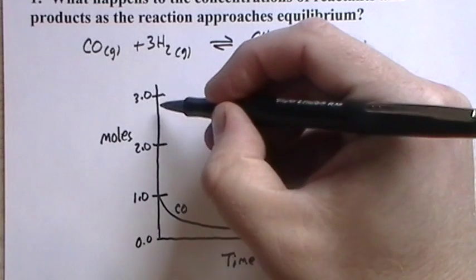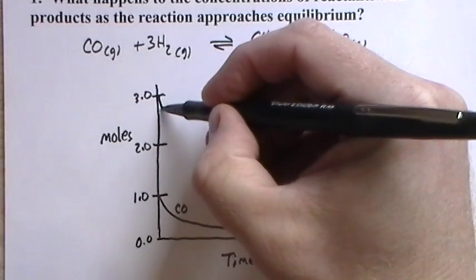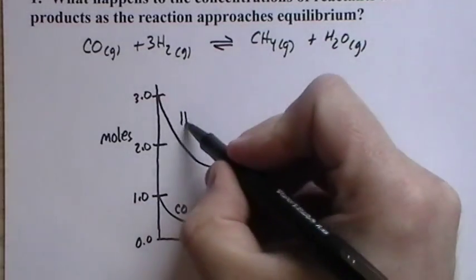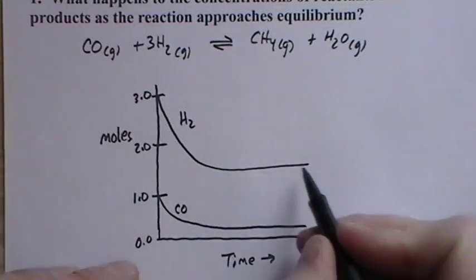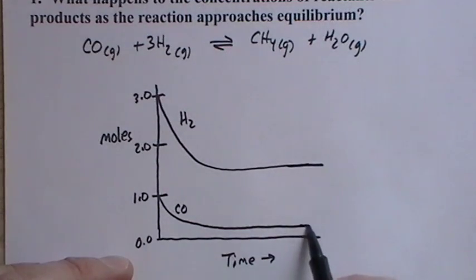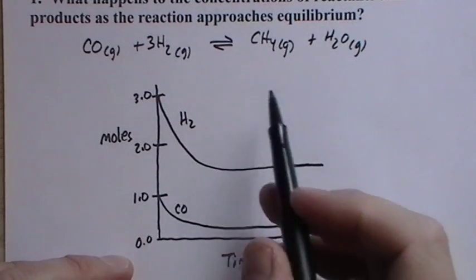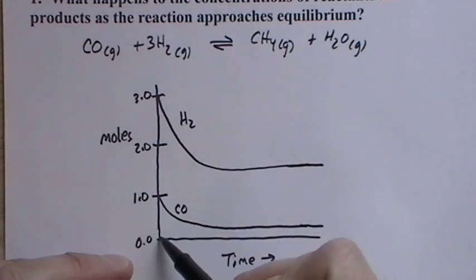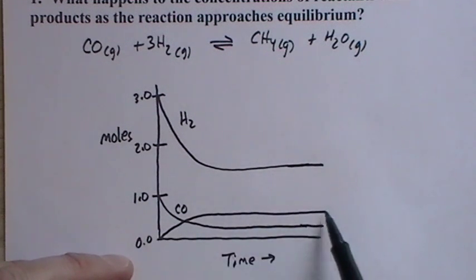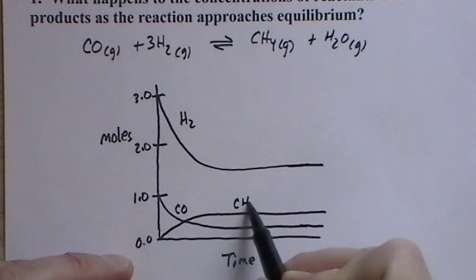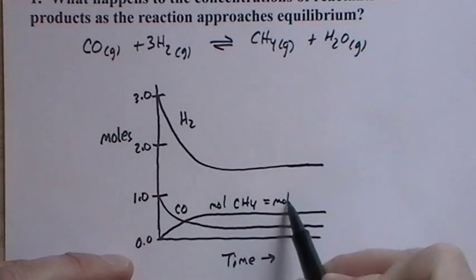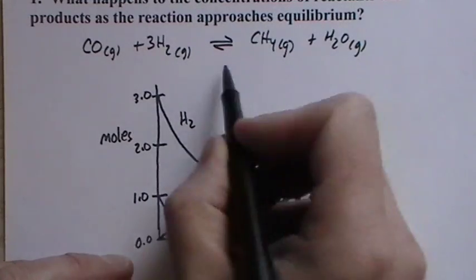So this drops down, so the H2 would then drop like that. So this would be H2. So moles of H2 drop away as time goes on, and this should level out. And then methane and water start out at 0, and they both go up, and they max out. So this is moles of CH4 equals moles of water. Since it's 1 to 1, they start out at 0, and they're going to build up at the same rate.